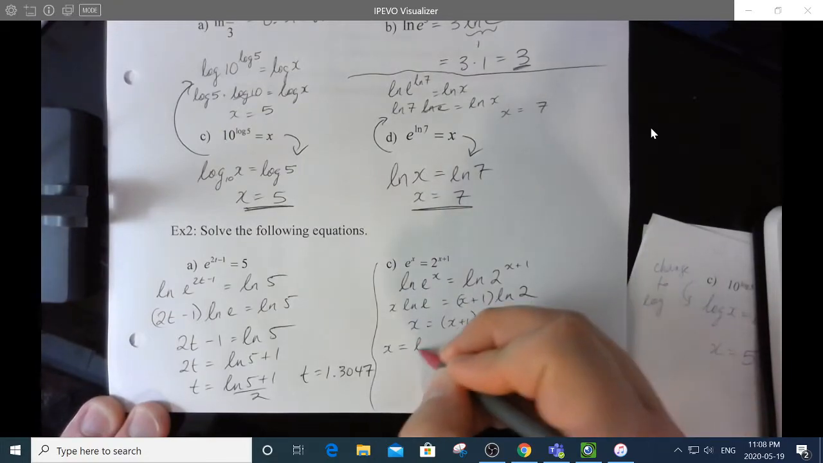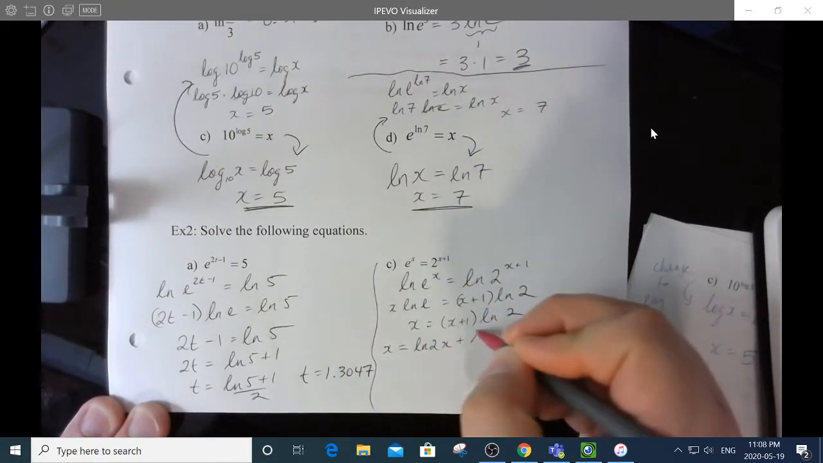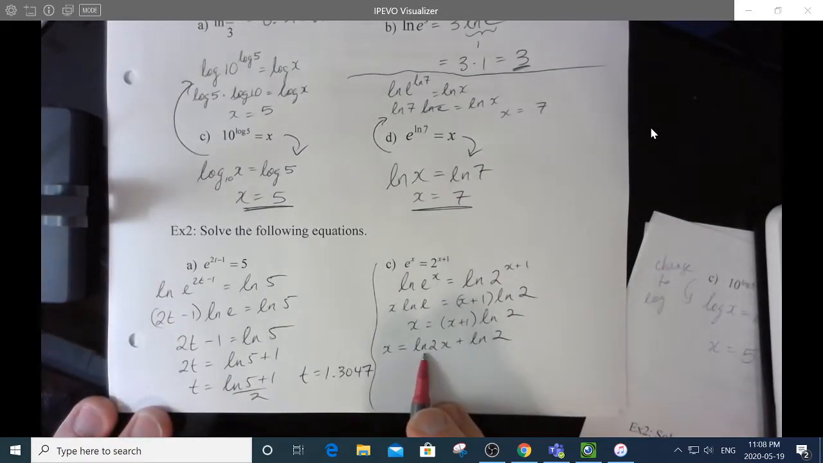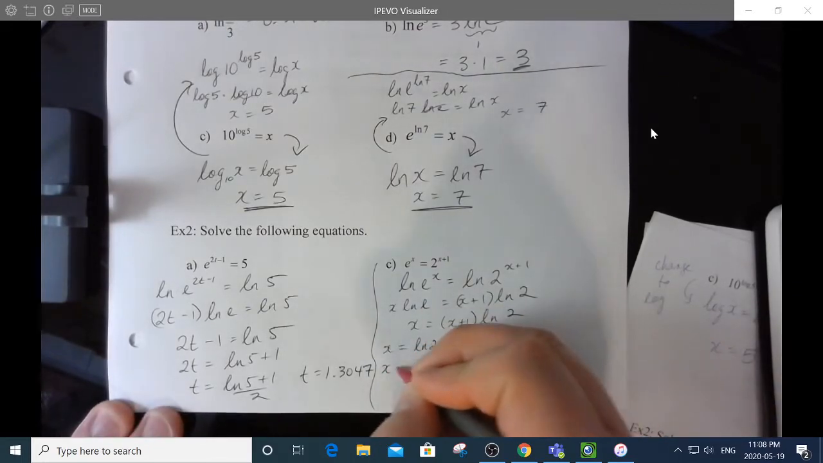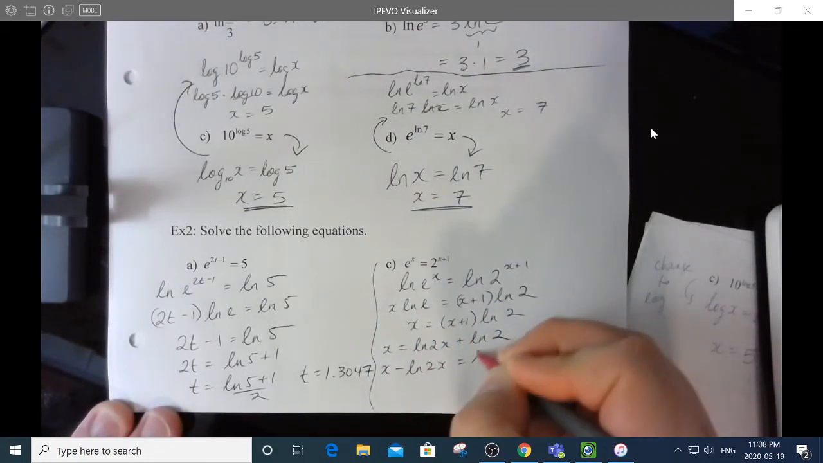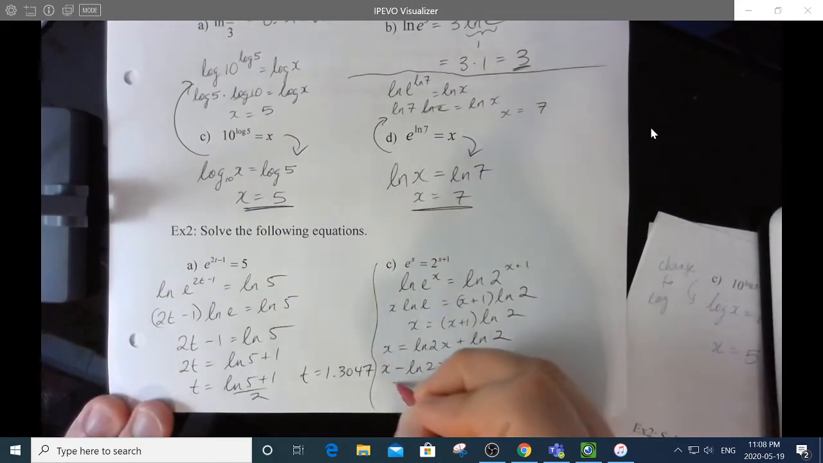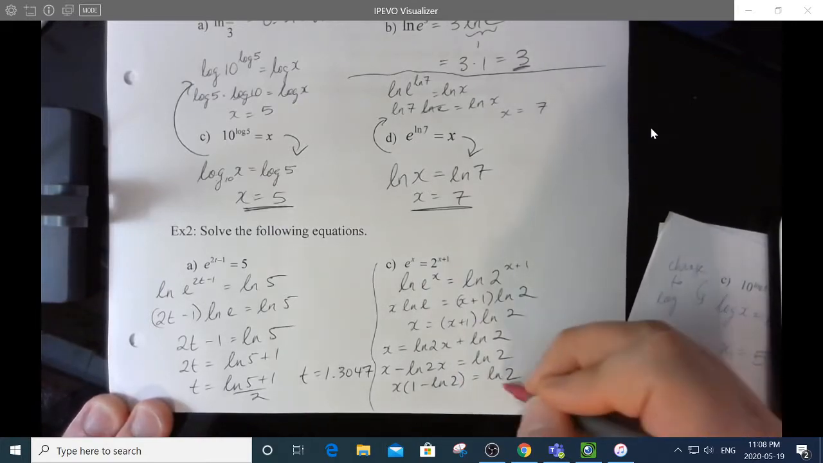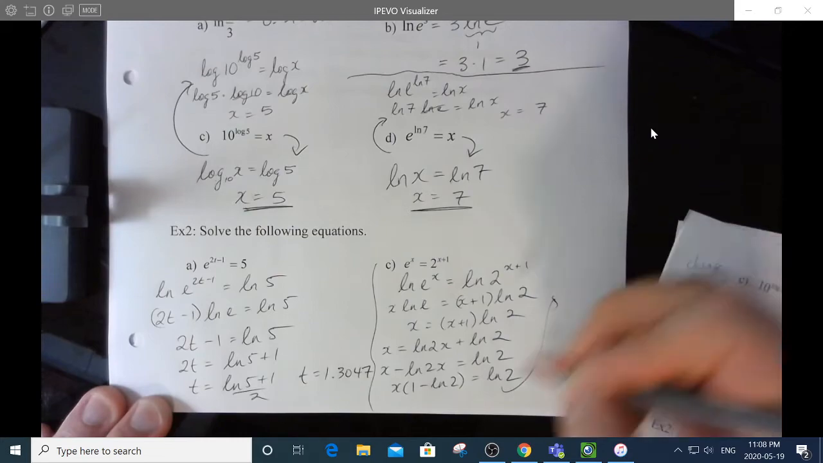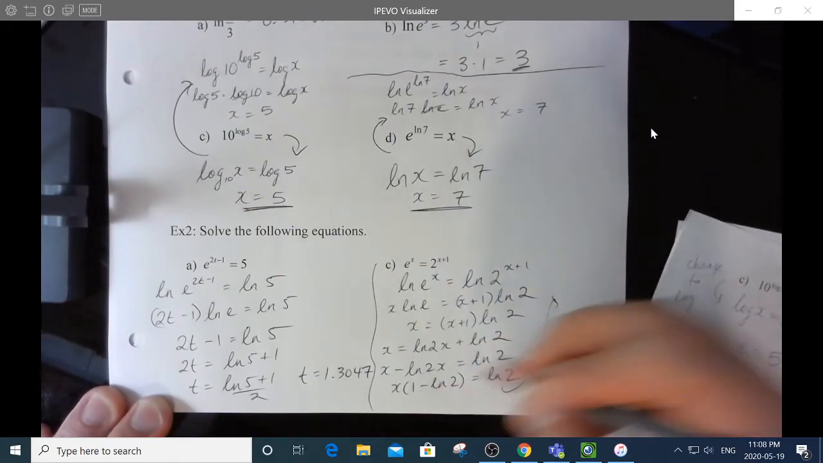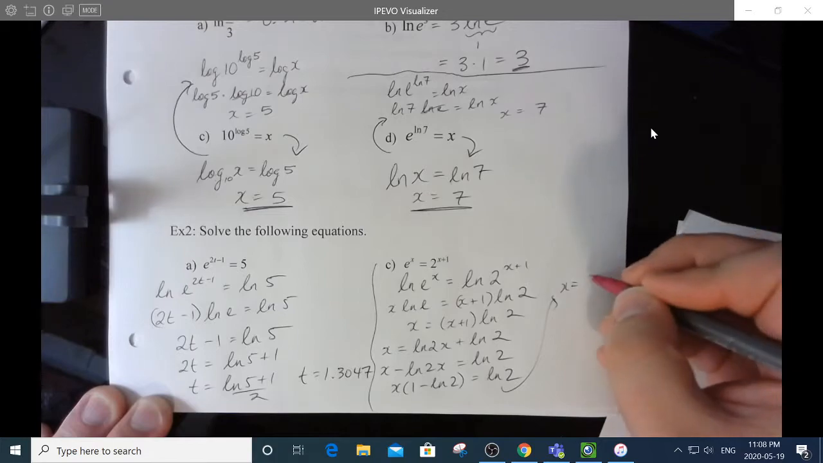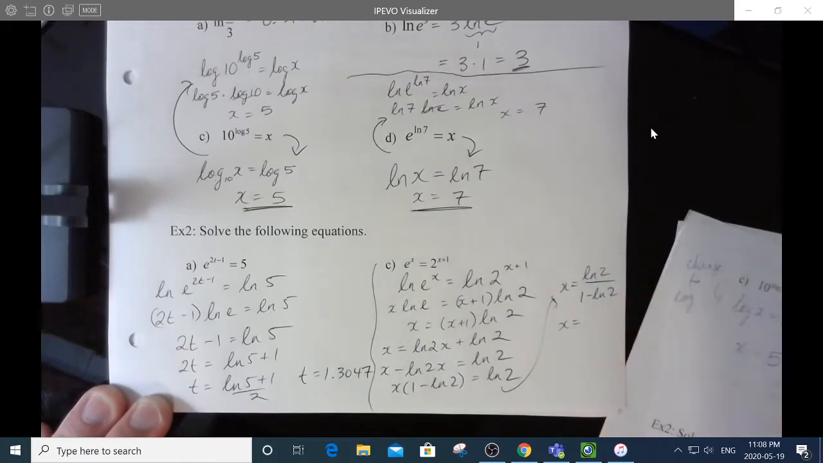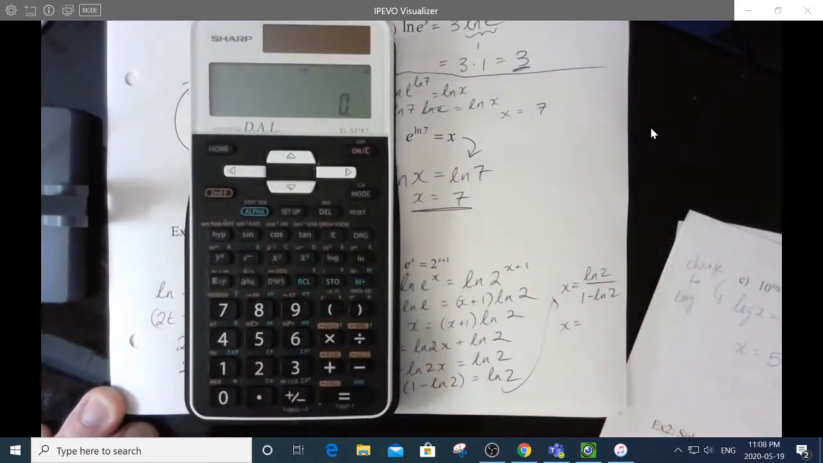So this is ln 2 x plus ln 2, right? Because remember, ln 2 is just some ugly little decimal. So that's just a coefficient on that x. Move that over, and I have x minus ln 2 x is equal to ln 2. Factor out my x, and then divide both sides of this equation by 1 minus ln 2, and x is going to equal the ln of 2 divided by 1 minus the ln of 2. So now we punch buttons like a trained monkey.